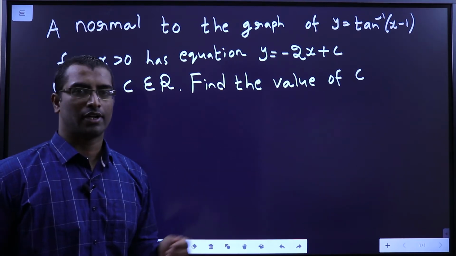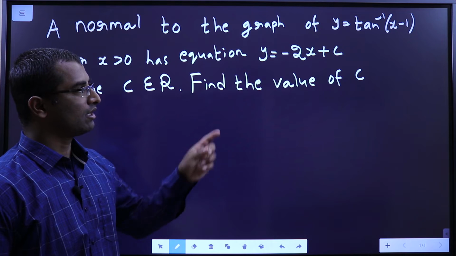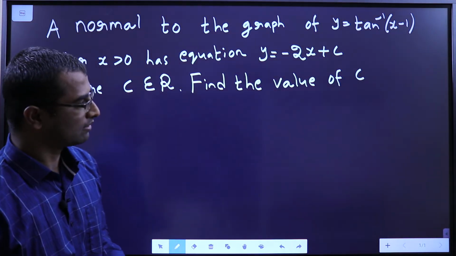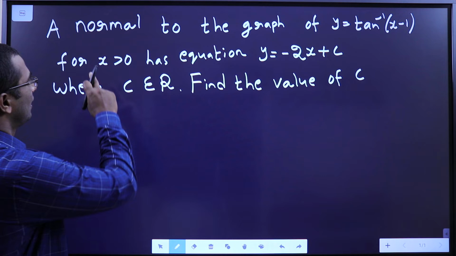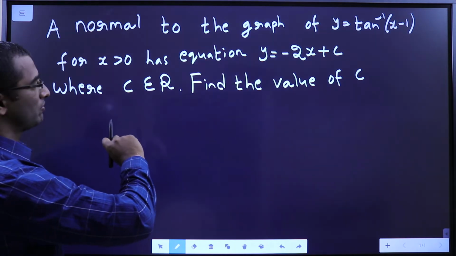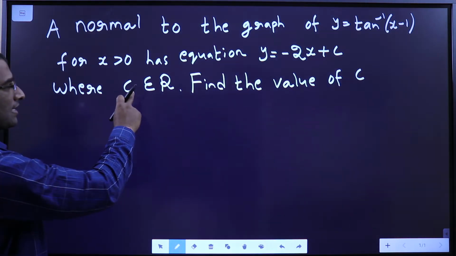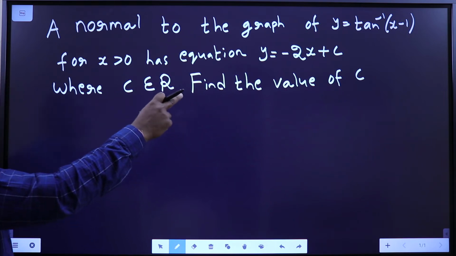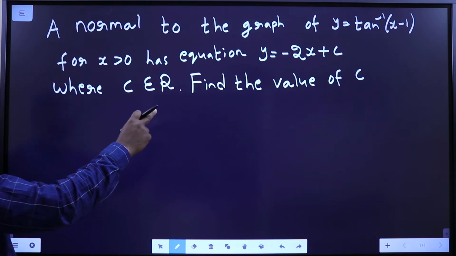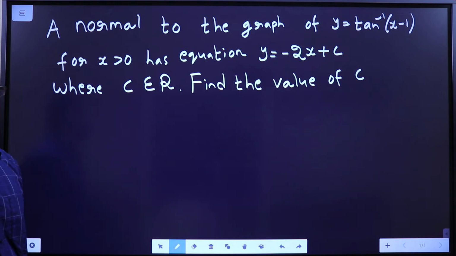This question came in a recent past paper, based on differentiating the tan inverse formula. Let us do it. A normal to the graph of y equal to tan inverse x minus 1, for x greater than 0, has equation y equal to minus 2x plus c, where c belongs to R. Find the value of c.